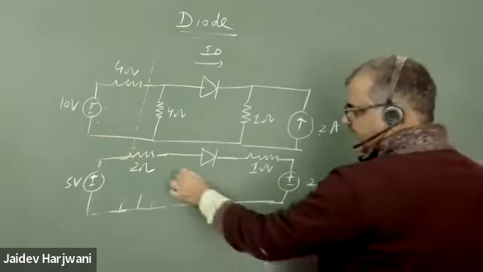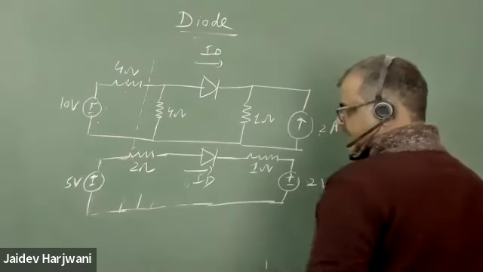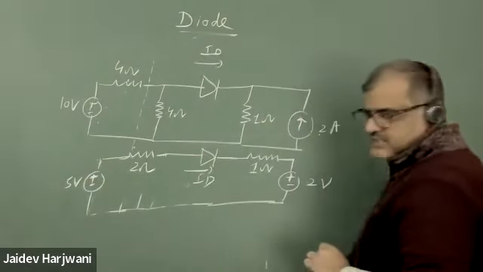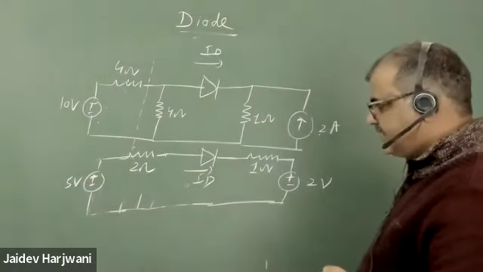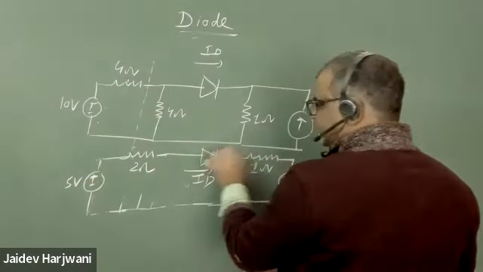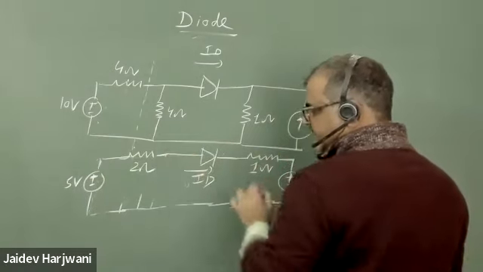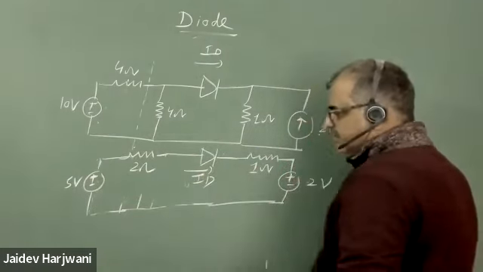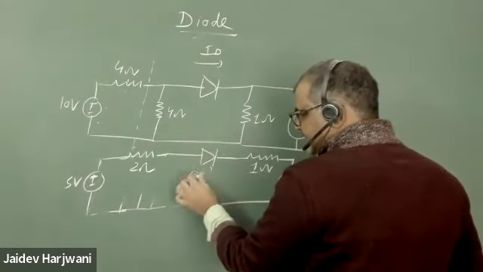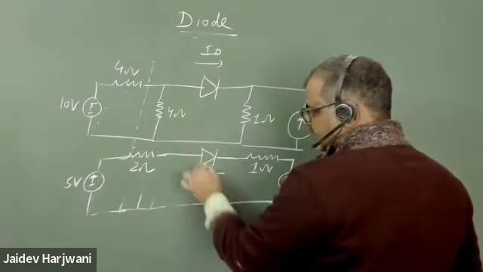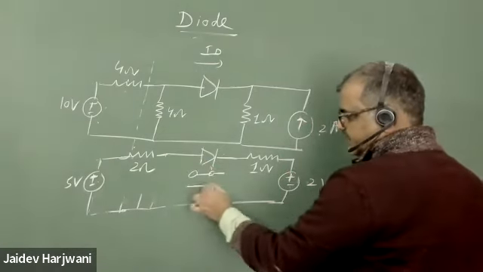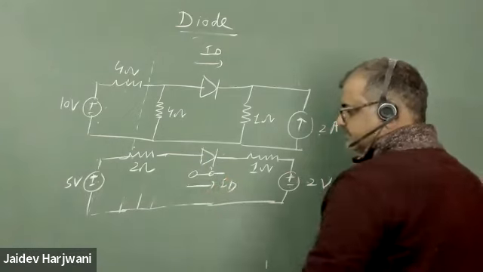Now everything becomes series. Now you can easily find how much current is flowing in the circuit. Here you have 2 volts and here you have 5 volts. So of course this diode is in forward bias, because here you have more voltage and here less voltage. So now you can calculate the current. Make it a short circuit. So this diode will be replaced by a short circuit, and you can calculate how much ID is flowing in the circuit.